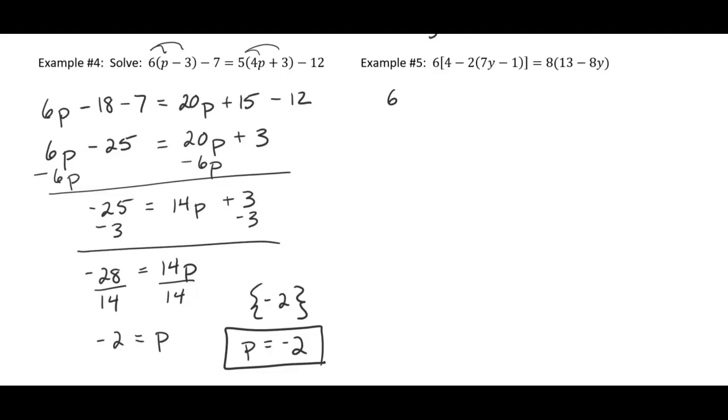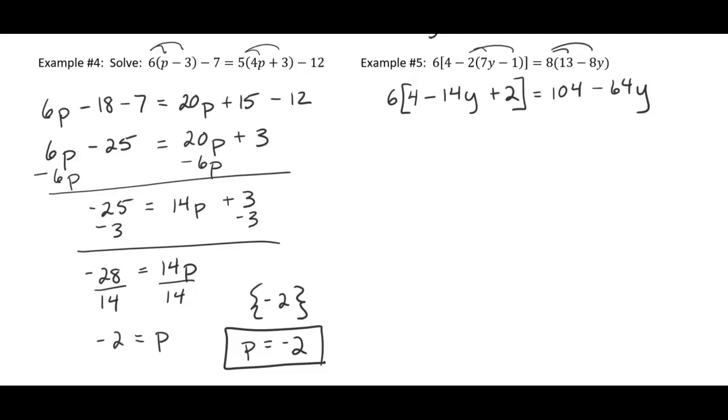Okay, so example 5 here looks a little more tricky. So we've got a 6, we've got a bracket, 4, and then we're going to have to distribute right here. We're going to distribute that negative 2. So negative 14y plus 2, because you got a negative 2 times a negative 1. That's going to be a positive. I'm going to go ahead and distribute on the right-hand side. Big numbers. So what do I get? 104, I think, for that, minus 64y. I don't make these problems up, but this is what we have.